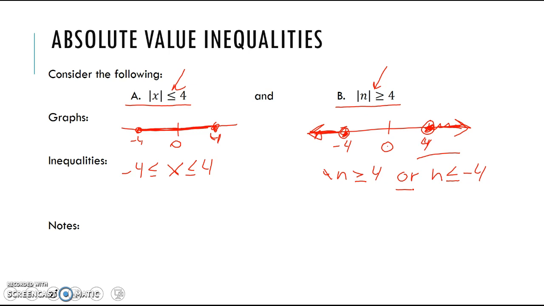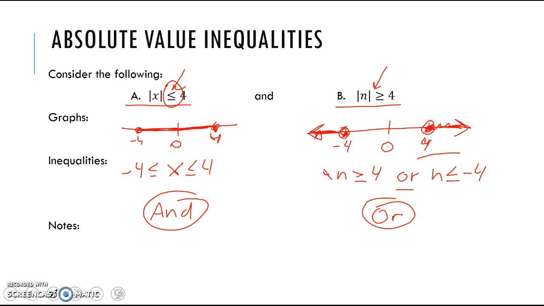And so we have different things going on for both situations. Note should be something like this. If I have a less than symbol here, I am going to have an and. Where if I have a greater than or equal to statement, it's going to have to be an or statement.